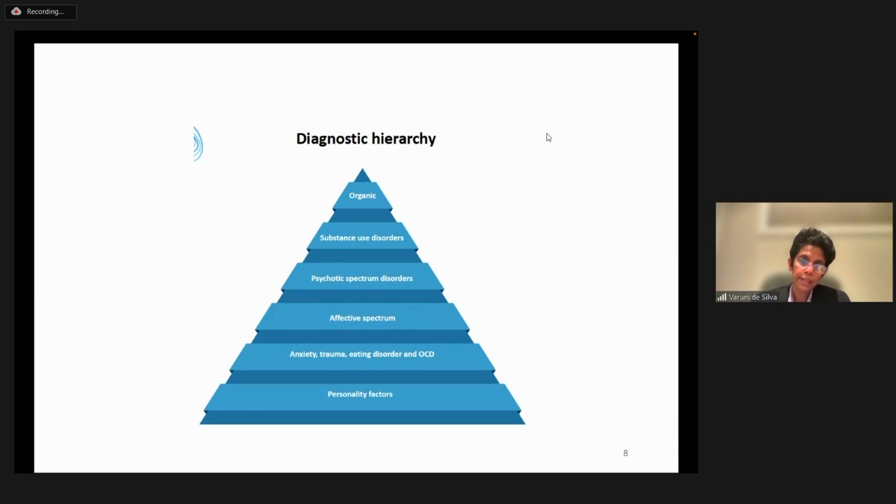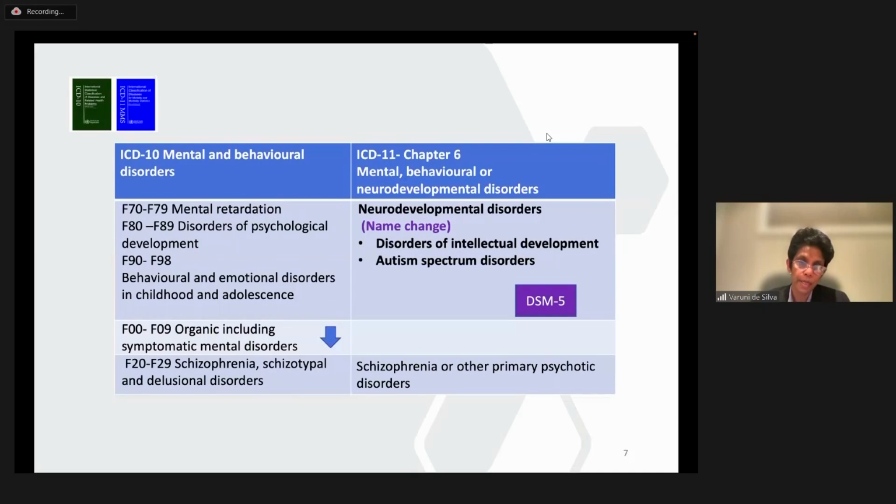Now, I think this diagnostic hierarchy is really not very much accepted now, and that is the reason why they have done away with the system that is used in the ICD-10 and use the ICD-11 lifespan approach, which is similar to that seen in the DSM-5.